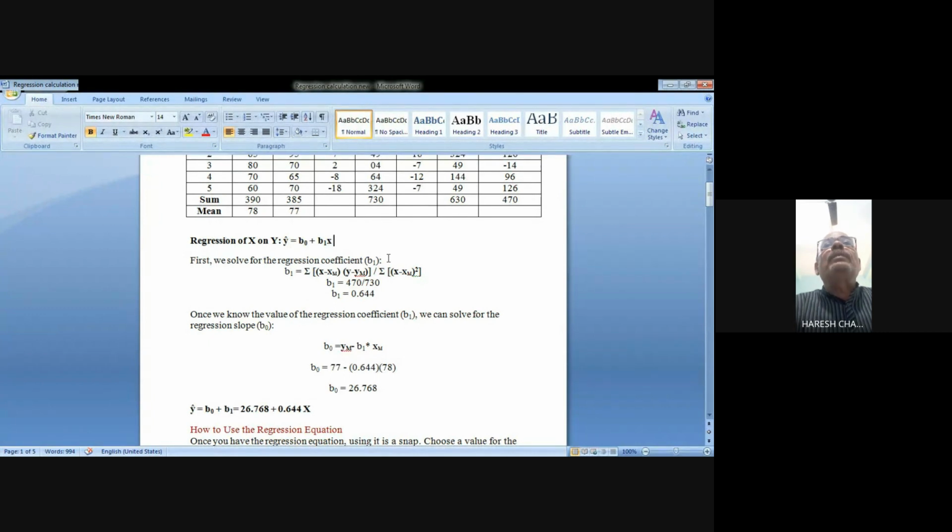First we solve for the regression coefficient b1. b1 is equal to sigma of (x minus x mean) into (y minus y mean), divided by sigma of (x minus x mean) whole squared.